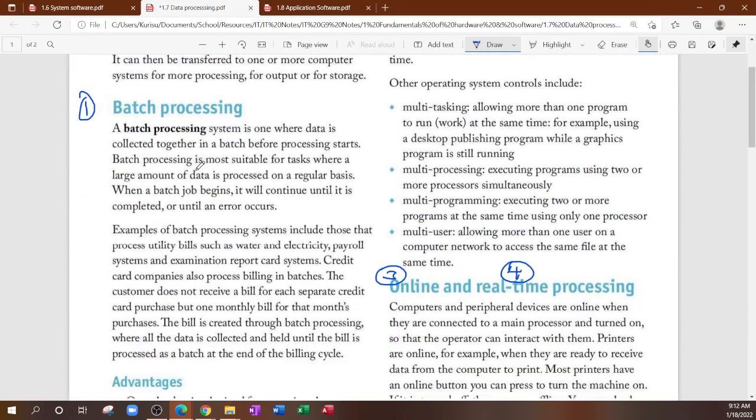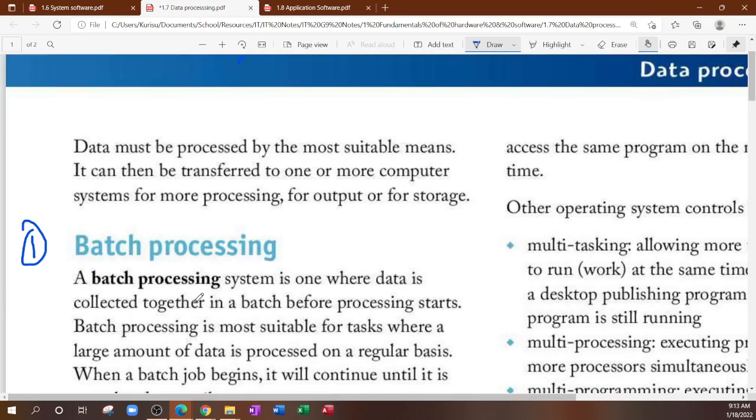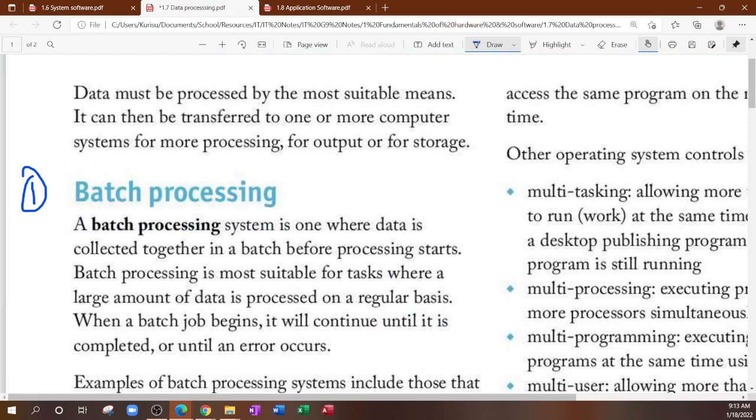So let's see. To get us started with the first paragraph, what is batch processing? I'm going to start from the top. Amelina, could you read for us? Sir, from batch processing, from the very top.